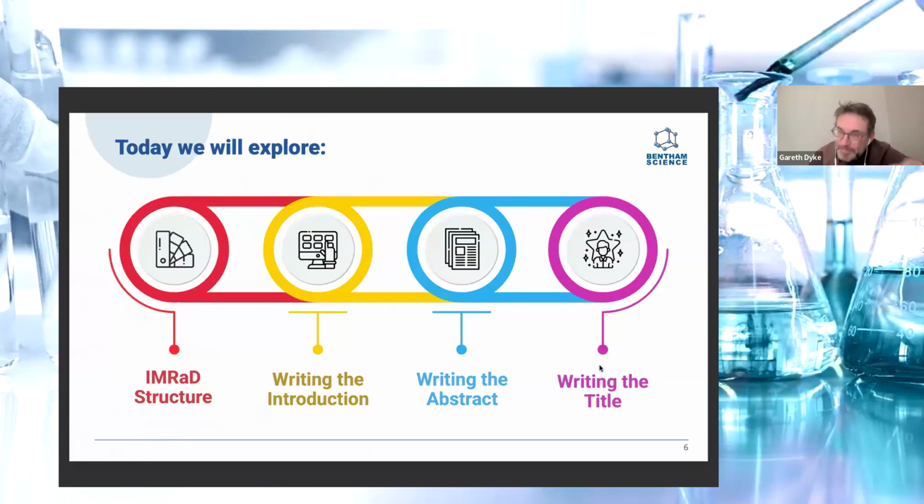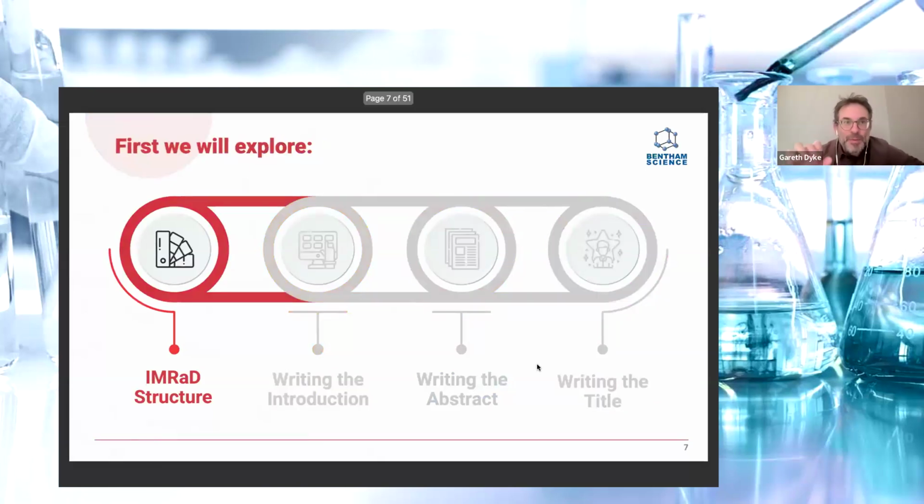We're going to begin with some information about the famous IMRAD article structure. Then we're going to talk about how you can write effectively a fantastic introduction section to your next paper. And then we'll move on and talk about the abstract and the title, which are two of the most difficult components of academic article writing. So IMRAD structure, writing the introduction, writing the abstract, and then finally writing the title in our event today, brought to you in partnership with our friends at Bentham Science.